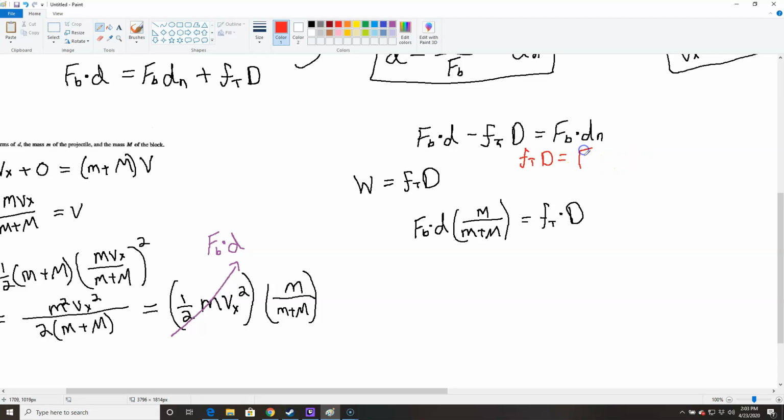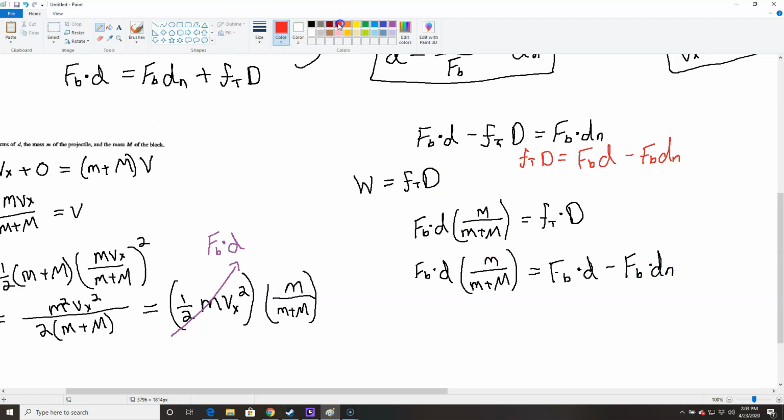Well, that equals FBD minus FBDN. And by doing that substitution, I will finally get dN into the equation that I want. FBD m over m plus M equals FBD minus FBDN. FB cancels out because it's existing in all three terms. And finally, I can solve for dN.